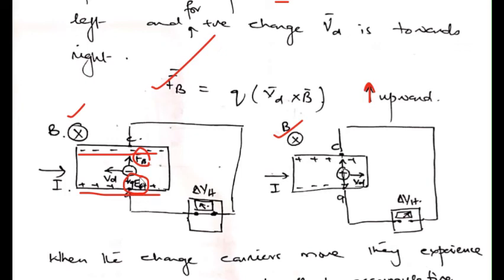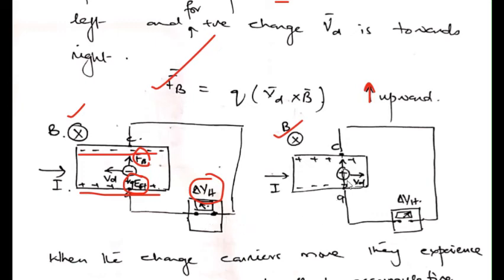When this balance is achieved, we have a certain Hall voltage, and this Hall voltage can be measured using very sensitive voltmeters or potentiometers.